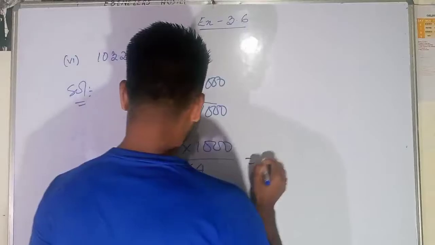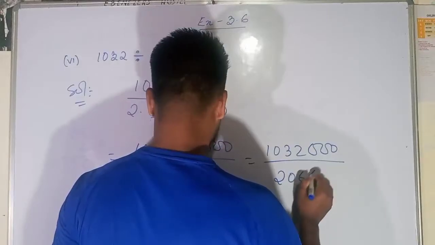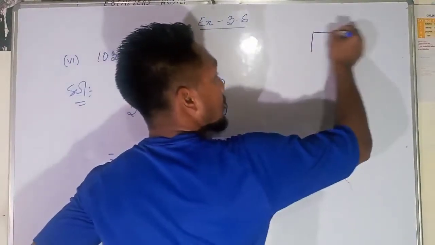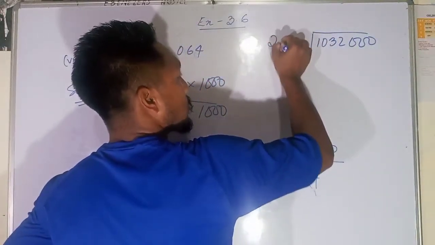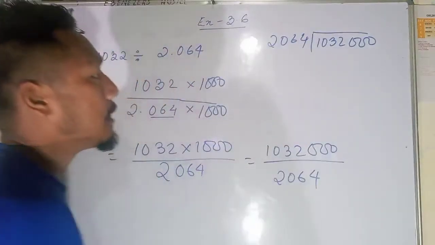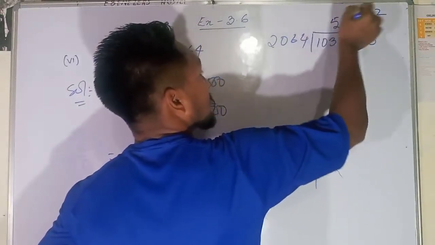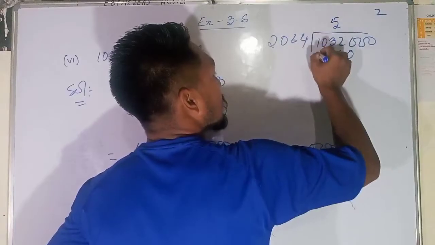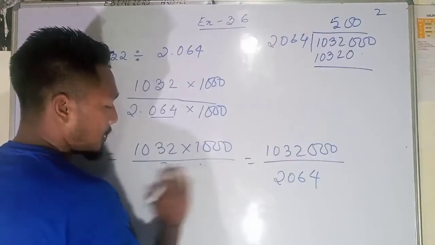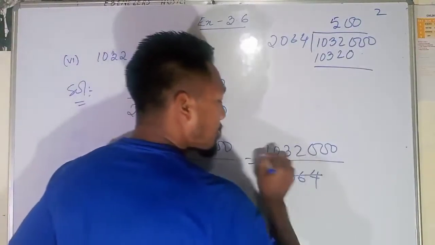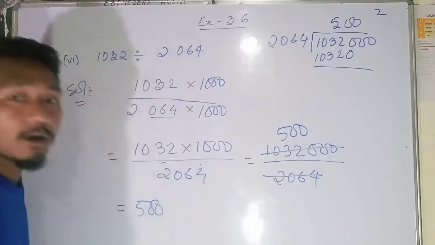So 1032000 divided by 2064. Now divide it. 2064, I think it will be multiplied by 5. So 5 4s are 20, 2 carry, 5 6s are 30, 32, 3 carry, 5 2s are 10. So the two zeros will go up, and if you divide these two numbers, your answer will be 500. In this way, try to solve the remaining questions also.